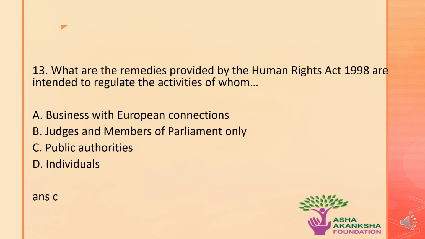The next question is, what are the remedies provided by the Human Rights Act of 1998 that are intended to regulate the activities of whom? The options are A. Business with European Convention, B. Judges and members of parliament only, C. Public authorities, or D. Individuals. The correct answer to this question is option C, that is, public authorities are given.